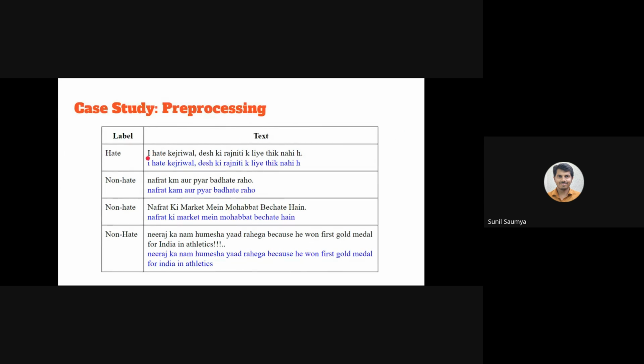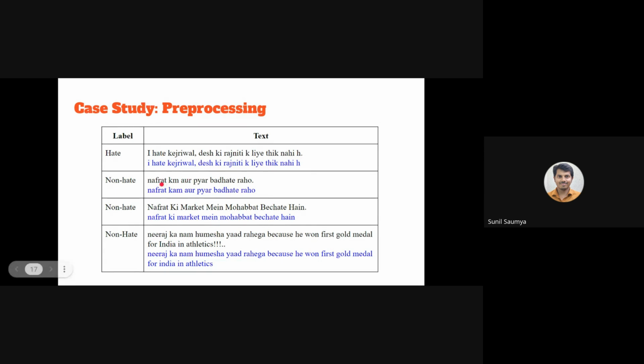For example, look at here. For the first sentence, "I hate Kejriwal. देश की राजनीति के लिए ठीक नहीं है." After the pre-processing, this "I", which was a capital letter, converted into a small letter, and "hate", "Kejriwal", "desh ki rajniti", the other words were the same. You can see that the full stop at the last was also removed. We didn't require the full stop, but the comma in between we kept. So we decided what to keep and what not to keep, and what we felt was important for context preservation, we kept, and some other things we removed.